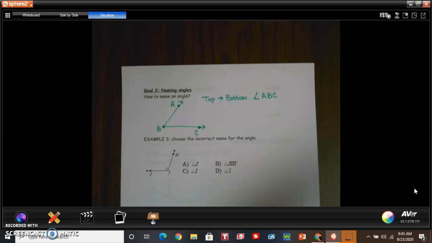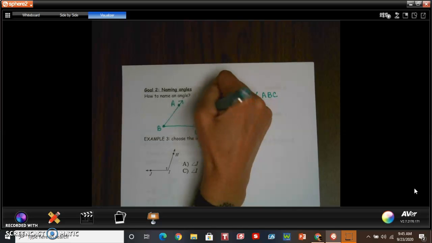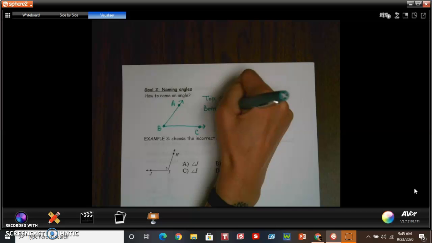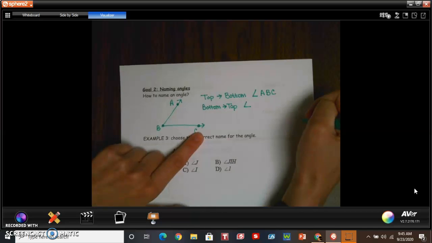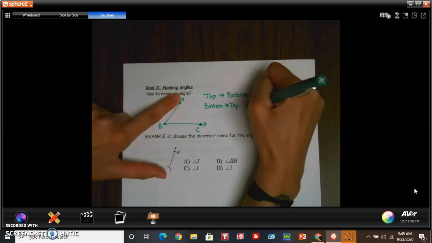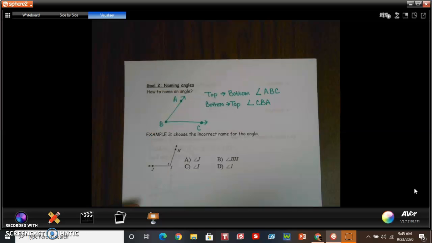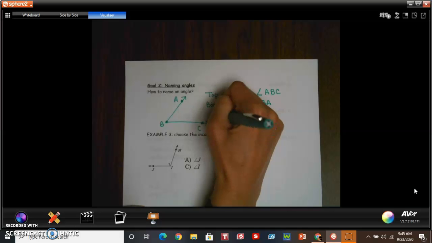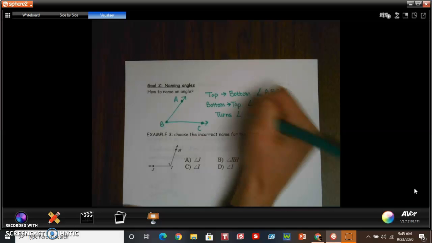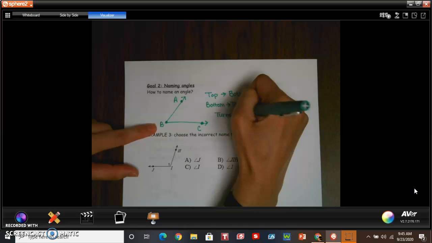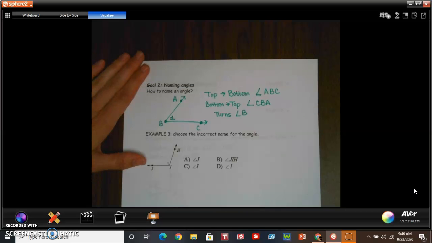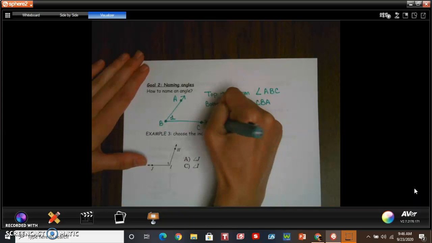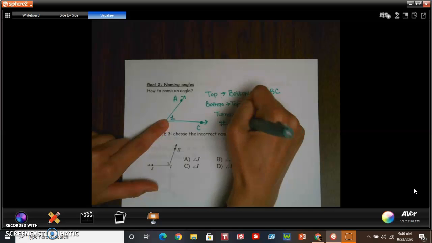The next way to name an angle is from bottom to top. So from the bottom, we read up C, B, A. All right, then you can also name it where it turns. So we're turning at B, so angle B. And then another way it can be named is if there's a number inside. So by the number, so we could say angle 1.